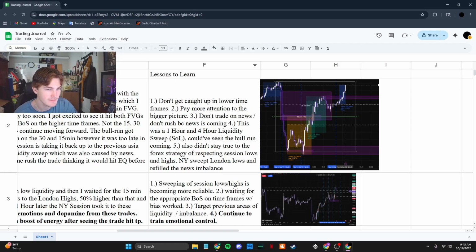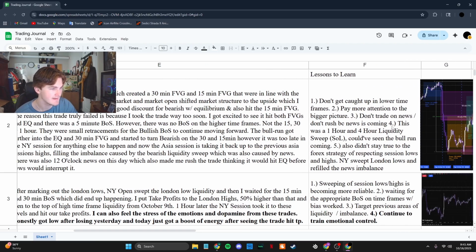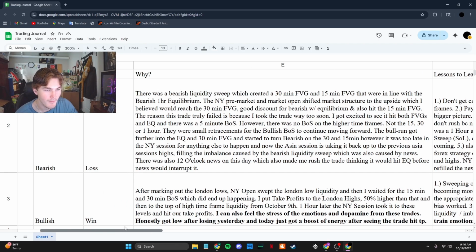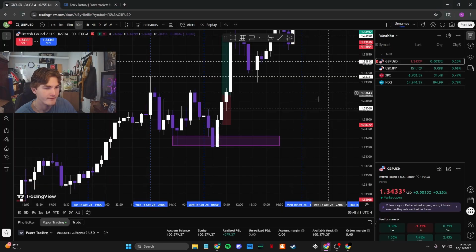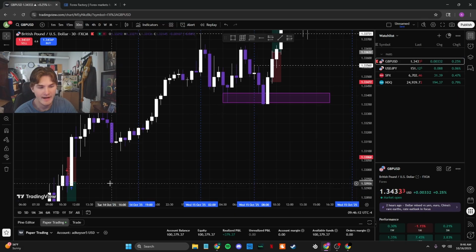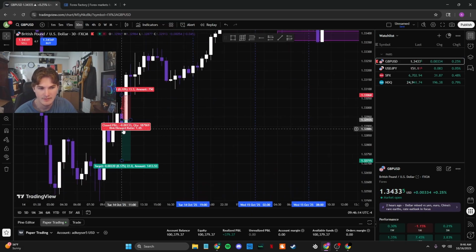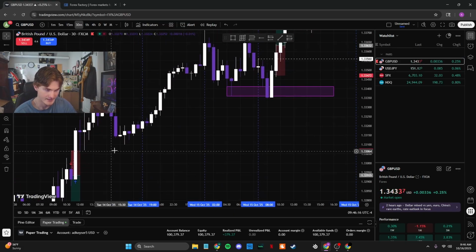From the losing trade, what happened is I got caught up in lower time frames instead of paying more attention to the bigger picture. Basically, I did not wait for the break of structure to happen on the 30-minute and the 15-minute. I just looked at it on the 5-minute, and look, it was a little baby retracement, and I got smoked.